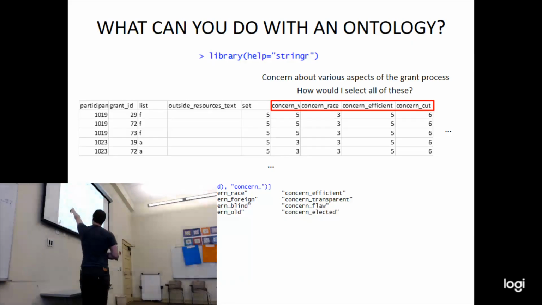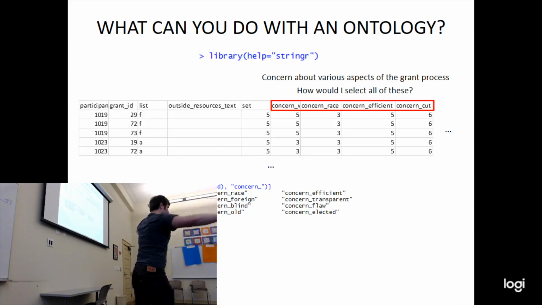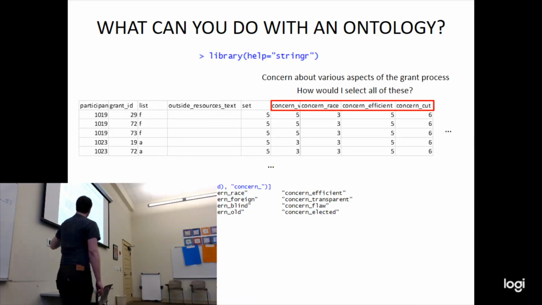I can then use these brackets to say, okay, look in the column names and just give me the name of the column if it is TRUE that concern underscore is found in the column name. So this is selecting the column names where this condition is satisfied. And that gives me all the items belonging to this concern scale.